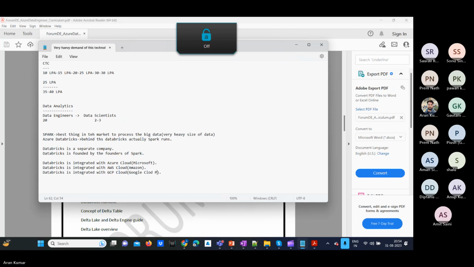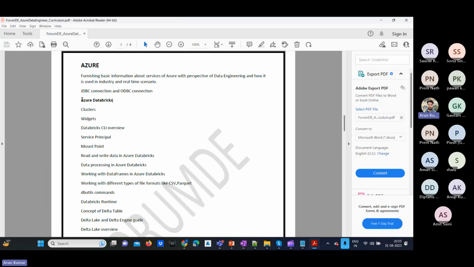Google Cloud Platform. Databricks is integrated with GCP cloud as well. You see the popularity of this technology, that it is integrated with all the three major cloud platforms that are available in the market right now. So we'll be talking about Databricks in very much detail in our session.